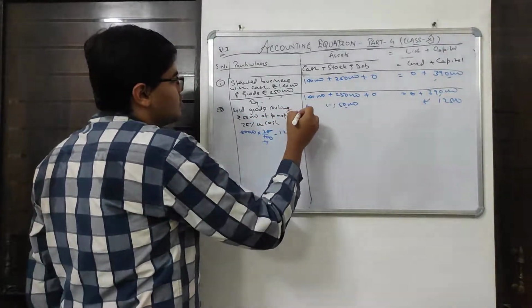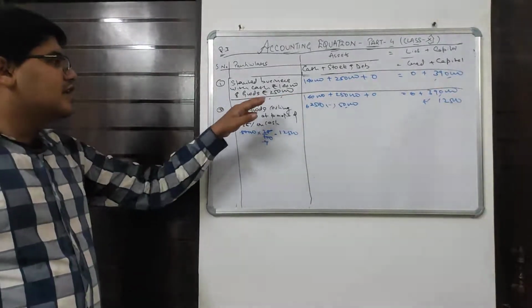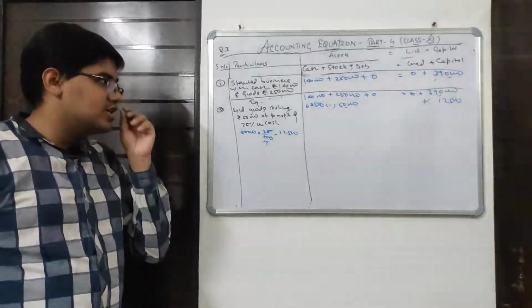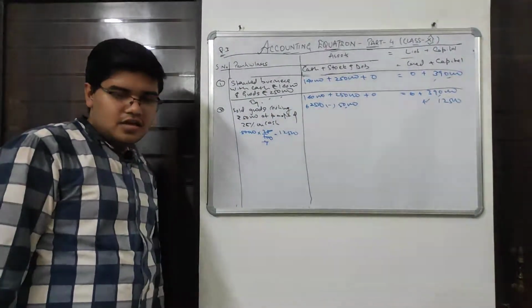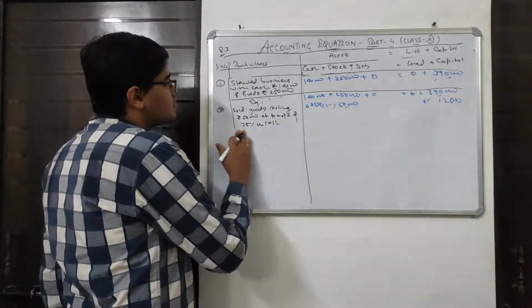So 62,500 will be added in the cash. Since it is not given whether it is on cash or on credit, it is assumed that it is on cash when no information is given. Now let us frame an equation and see whether our equation is balanced or not.